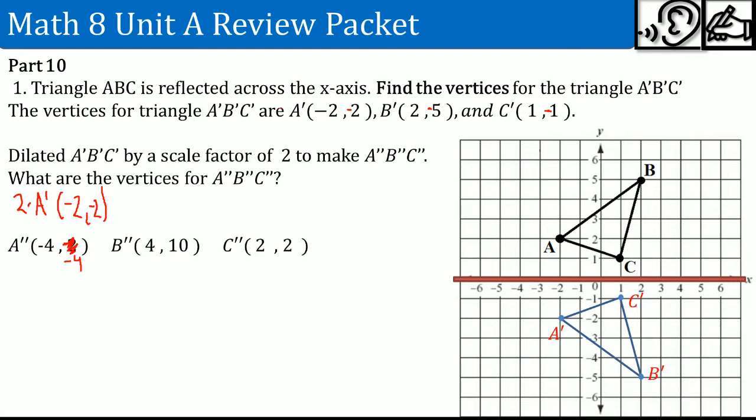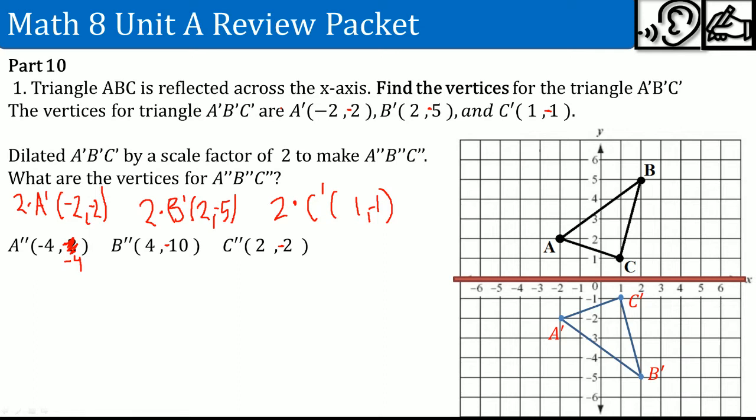B double prime. We would have to multiply this by 2. So multiply into B prime, and that is 2, negative 5. So this should be 4, and this should be negative 10. And 2 is going to be multiplied into C prime, and C prime was 1, negative 1. So 2 times 1 is 2, 2 times negative 1 is negative 2. Okay, so these are the correct points after this object has been dilated.